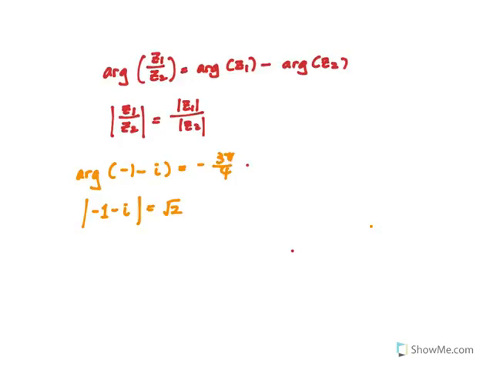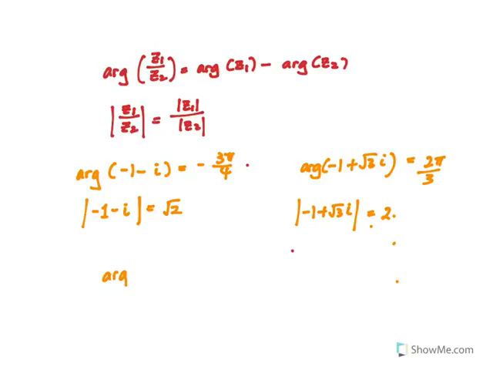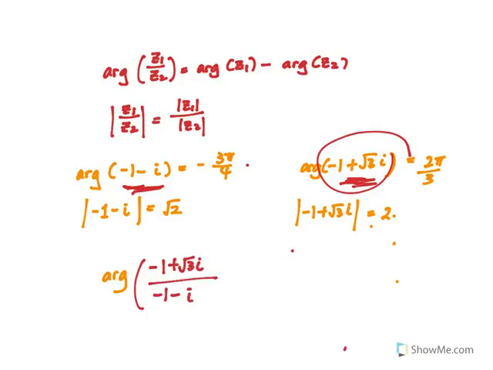Okay, from part C as well, -1 plus square root 3i, the argument of -1 plus square root 3i. I hope you can do this easily, even if we don't use part C. It's just 2 pi over 3, and the modulus of -1 plus square root 3i is equal to 2. Okay, and with that, if we combine these two, remember this is the numerator for part D, and this is the denominator for part D. So we want to find the argument of -1 plus square root 3i over -1 minus i.